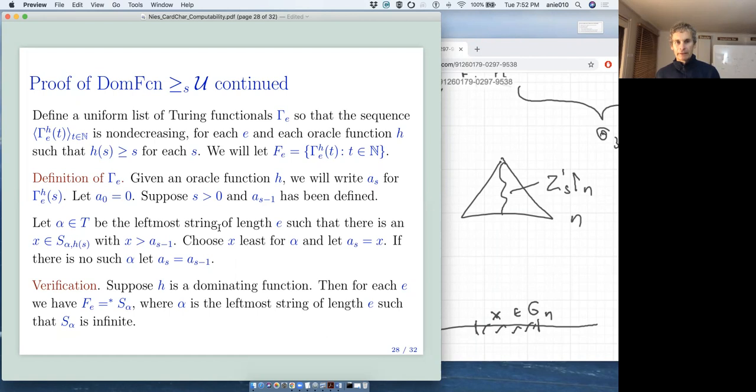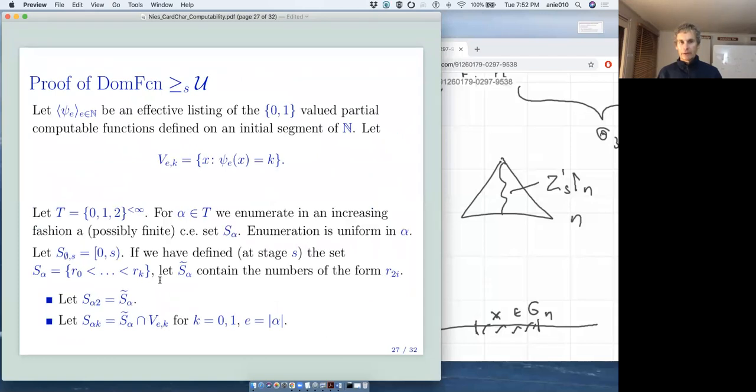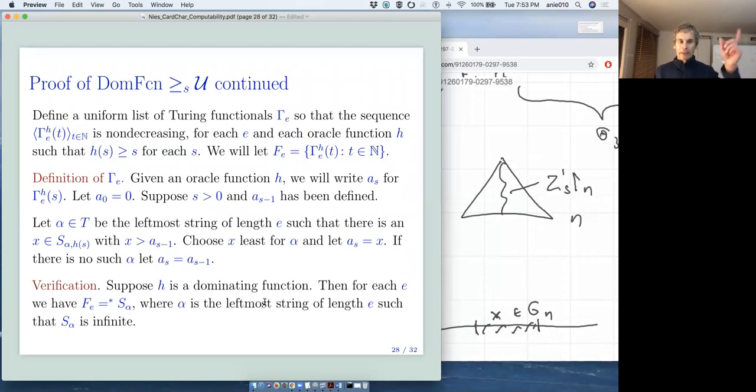So here's how to define these things. In the verification, if H is a dominating function, then it turns out Fe is star equivalent to S alpha. And S alpha is basically what's on the tree to get an ultrafilter base. So this is what this definition does. Take the leftmost choice so that you keep infinite. That's what it says here. So I actually use H to find the path through that ternary tree that gives me an ultrafilter base. That's what it does.